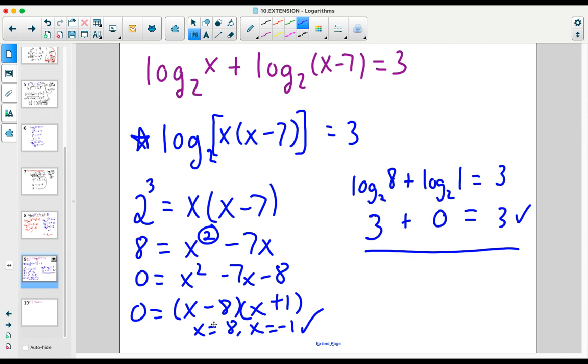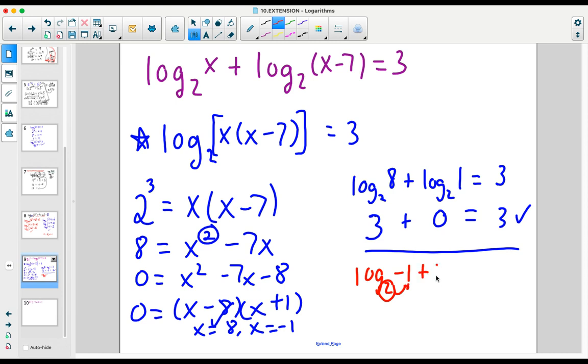8 is a good solution. We didn't check the -1 yet. Now let's check the -1. Log base 2 of -1. And we're already done. There's no need to go any farther. There is no power of 2 that will get me a negative number.